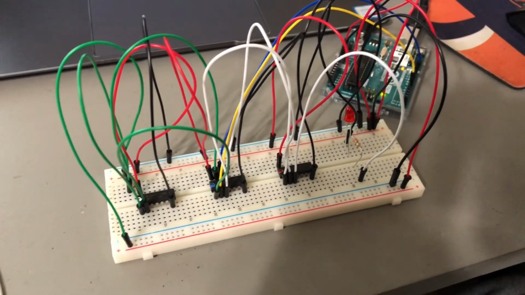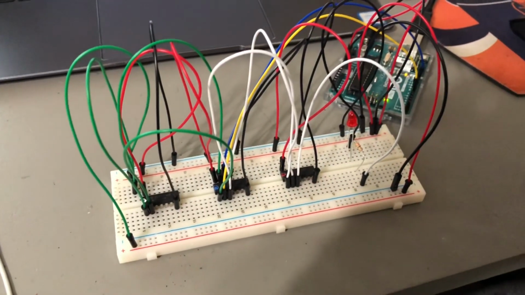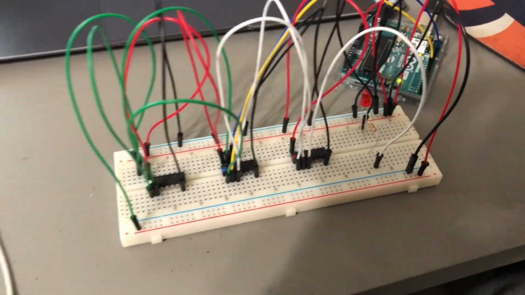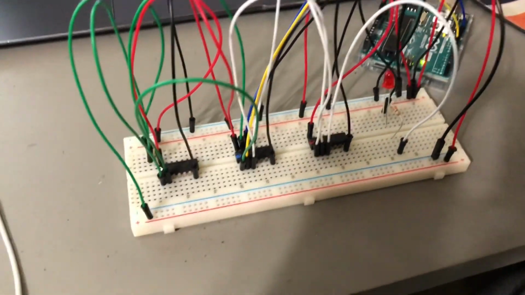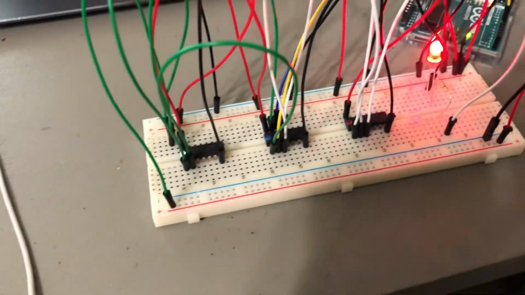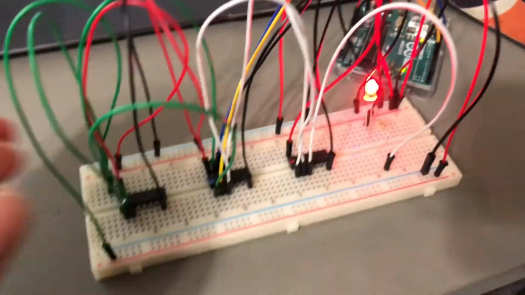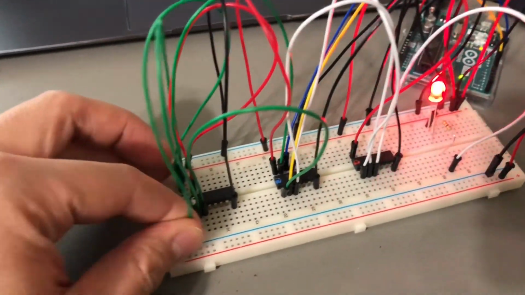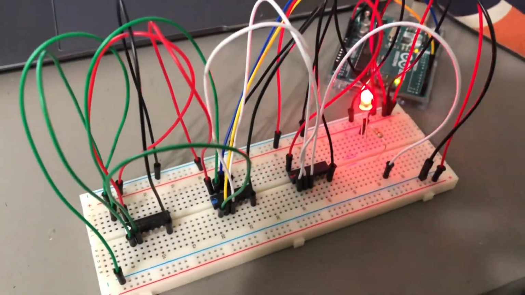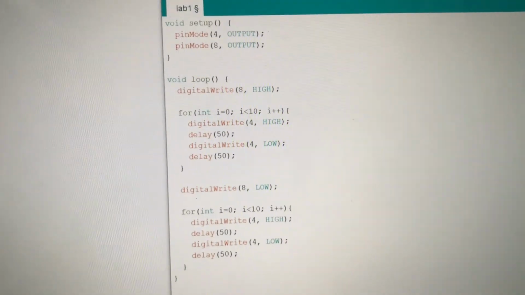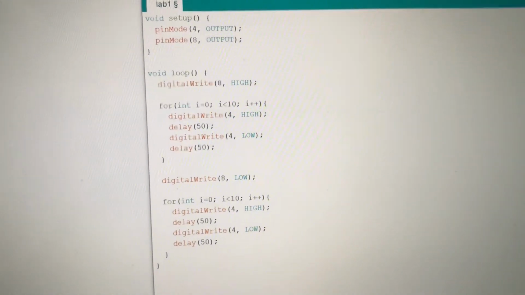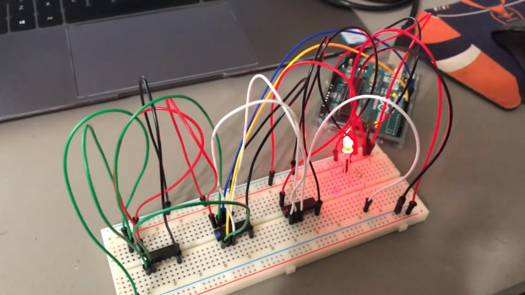All right, and now we have question 3 for the actual in-lab portion of lab 1. You can see that my light is blinking when the selector wire is on the high state, and then if I switch it to the low state, you can see that it blinks a little faster, and my code can be seen here. And I believe that is it for lab 1.